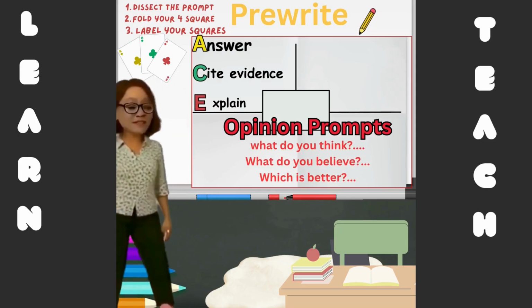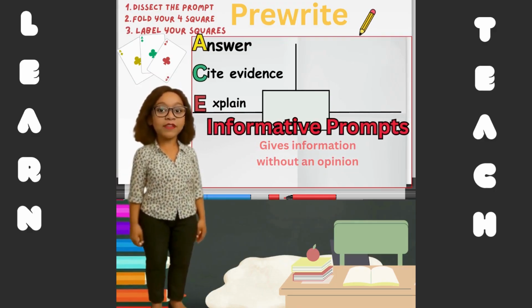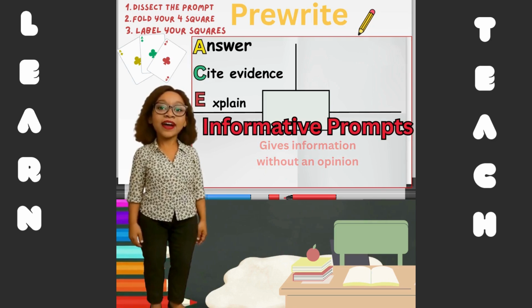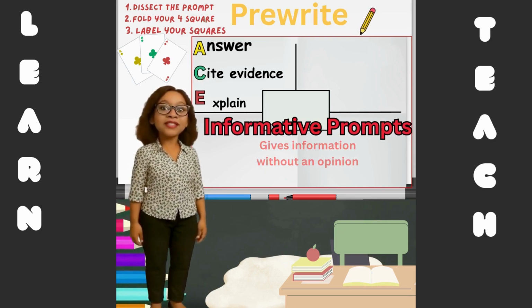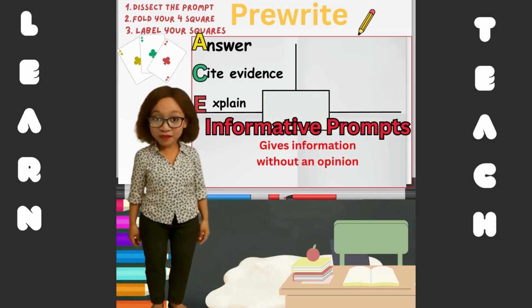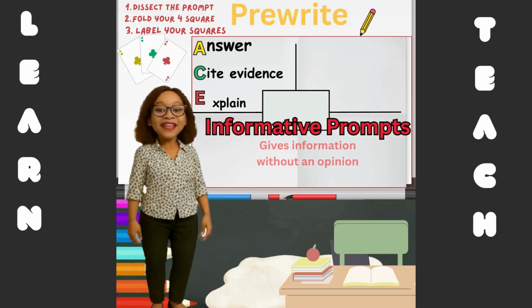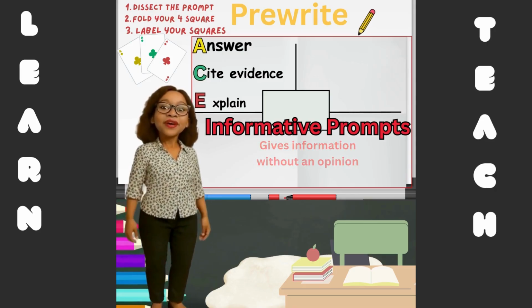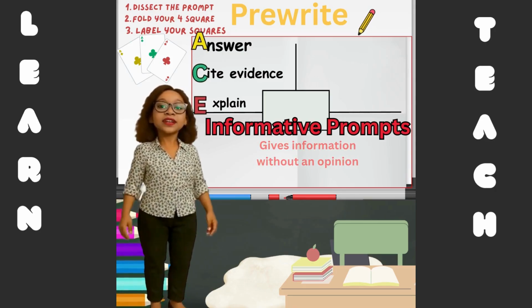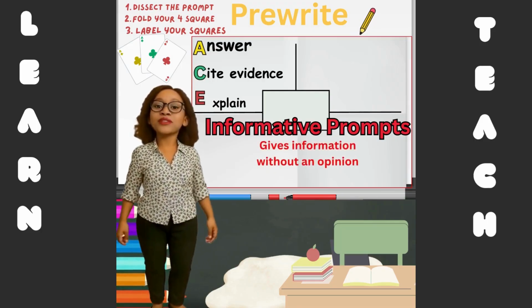Or to convince someone. An informative writing prompt asks you to give information on a topic without an opinion. It focuses on what is rather than what you think. Some examples of informative prompts are: describe the life cycle of a butterfly. Write an essay that compares the city to the country, or in an article, explain the importance of good habits.